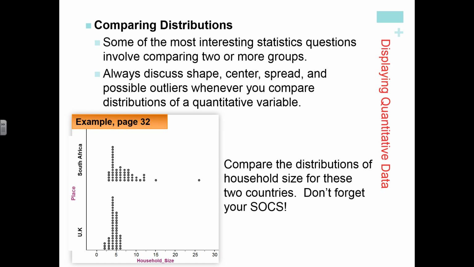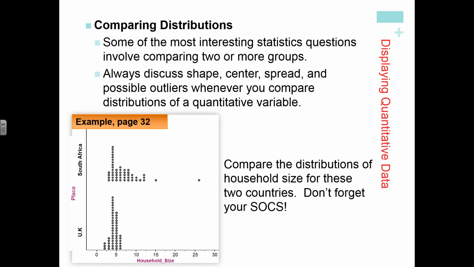So let's do another example to make sure we truly understand that. If I look at example 32, or the example on page 32, we're looking at the household sizes of the UK versus South Africa. Now, if we want to compare these, again, this is not exact. You don't have to say it exactly the way that I say it, as long as you put in the elements of SOCS and you're good to go. And guys, also don't be afraid to actually say shape, center. You want to make sure that you're being very clear that you're saying those things. You don't want me to have to guess or find where you possibly were talking about shape. You want to go ahead and outline that in your writing.